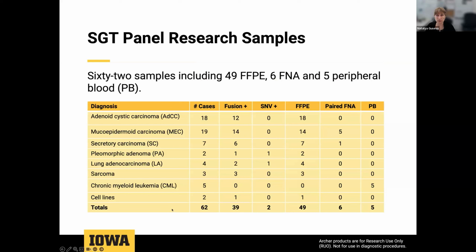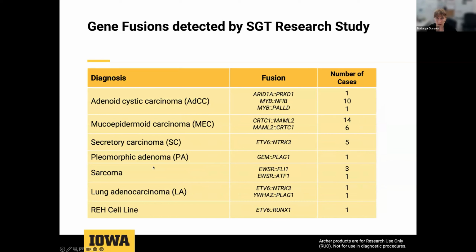We had 62 samples, 60 retrospective specimens and 2 cell lines, in this analytical validation. 49 were FFPE, 6 fine needle aspiration, 5 peripheral blood, and we found that 39 samples were positive, and this fusion was correlated with a specific subtype of salivary gland tumor. Here are the gene fusions we detected, and like I said, they corresponded to the type of malignancy.